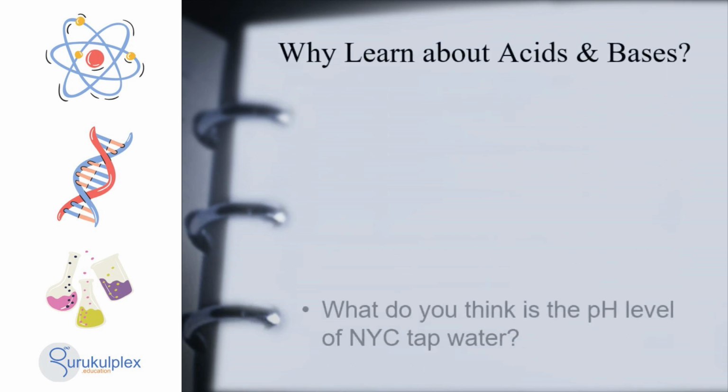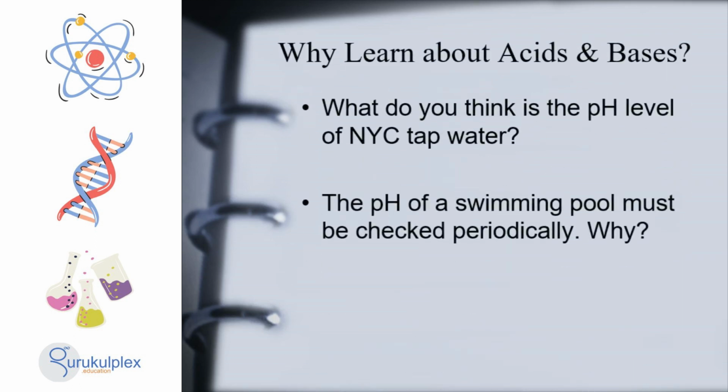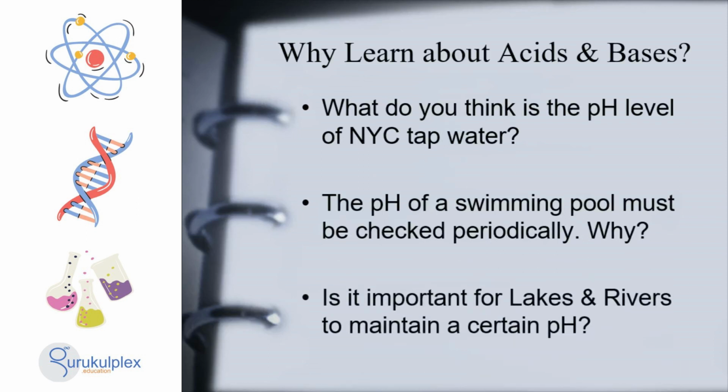Acids and bases are integral to our lives, and it is important to understand the implications of their pH levels. For example, NYC tap water has a pH level of 7.4. This pH level offers insight as to whether a substance is an acid or base. As such, it is important to check the pH level of swimming pools periodically in order to guarantee its safety for swimming. Having this knowledge helps us comprehend our environment better and keep ourselves secure.